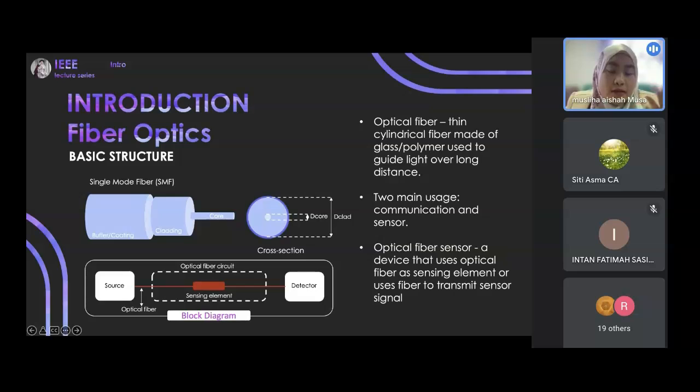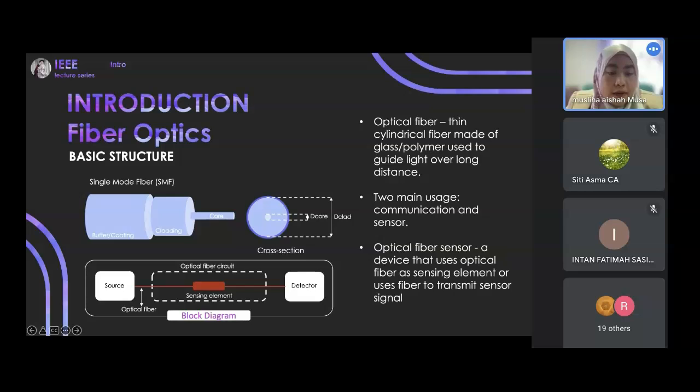And we can see here the cross section. The outer diameter of standard fiber optic for telecommunication is 125 micrometers, and the standard size of the core is normally 9 micrometers.